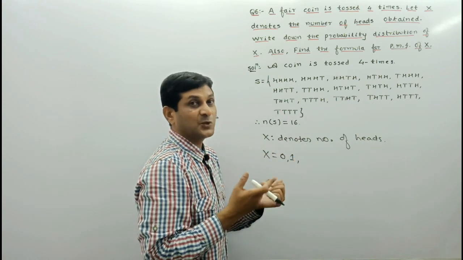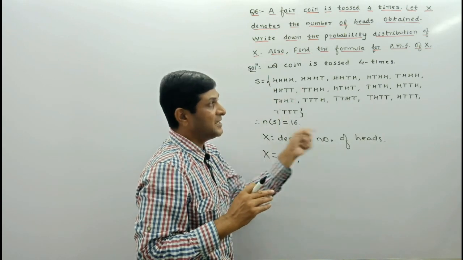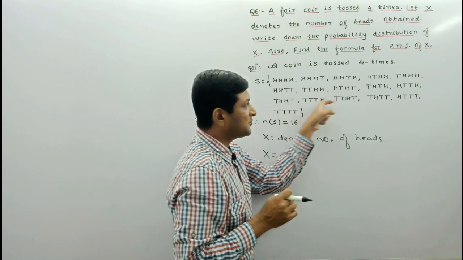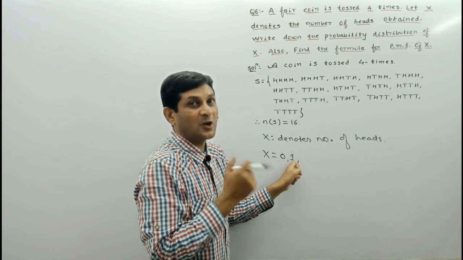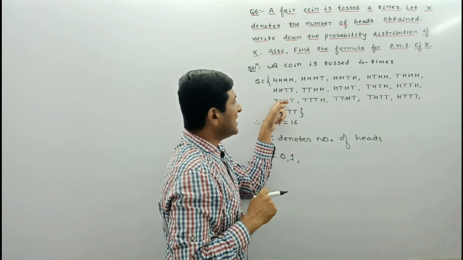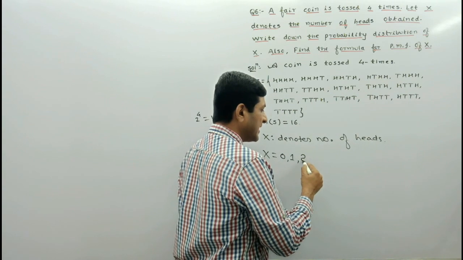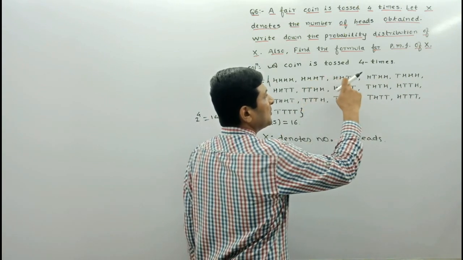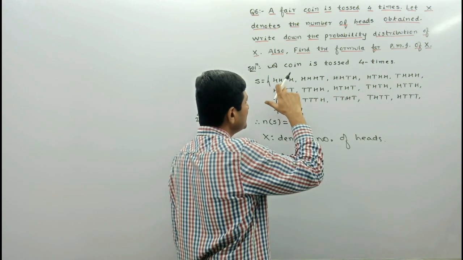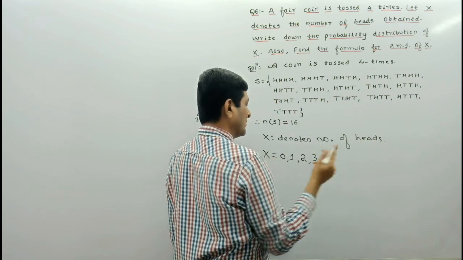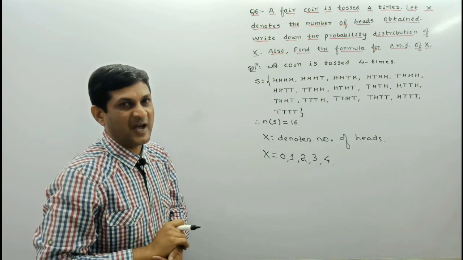Number of heads. So we are trying to associate a real number with every element of this sample space. For these 4 elements, what value of x have we got? 1. X is equal to 1 means the number of heads is 1. Now if you observe these 6 elements, the number of heads is what? 2. Now in these 4 elements, the number of heads is what? 3. And in this element, how many heads are there? 4. So in this way, how many possible values of x have we got? 5 possible values of x.